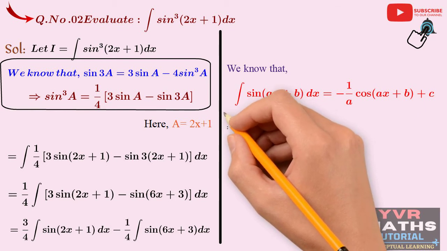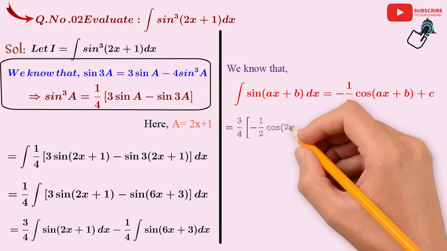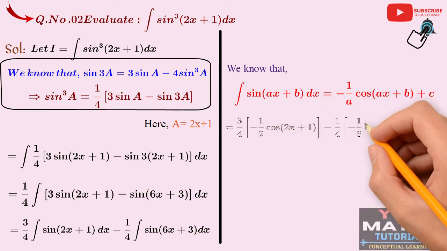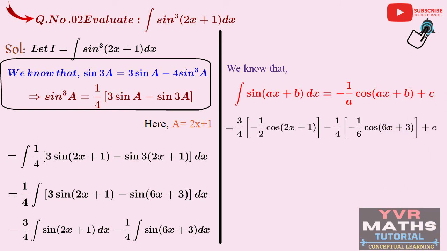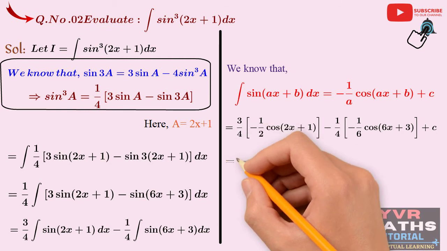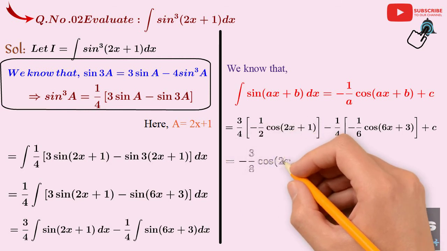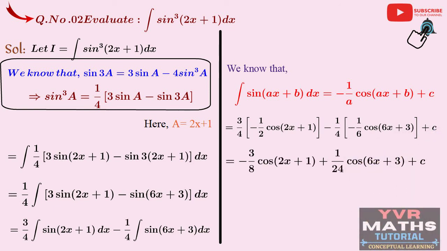3 by 4 into minus 1 by 2 cos of 2x plus 1 minus 1 by 4 into minus 1 by 6 into cos of 6x plus 3 plus c. Here c is the integral constant. If we simplify this step, then we will get the final answer. See here in the final step, minus 3 by 8 into cos of 2x plus 1 plus 1 by 24 into cos of 6x plus 3 plus c. So this is the final answer for the given integral.